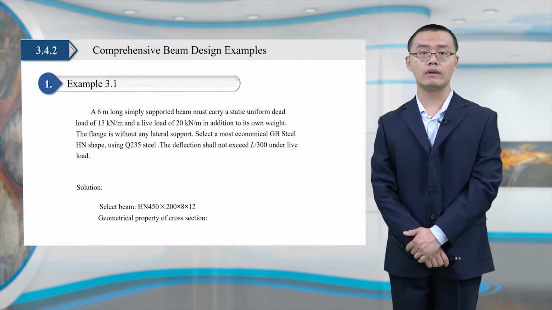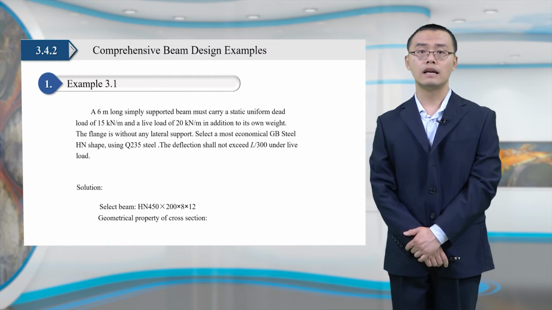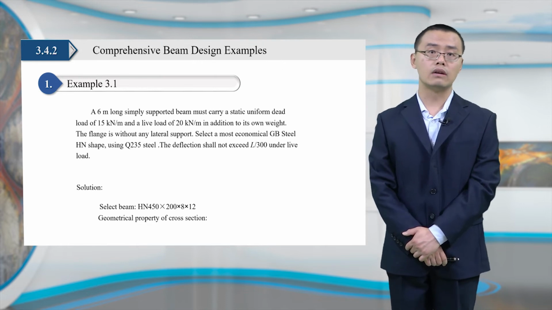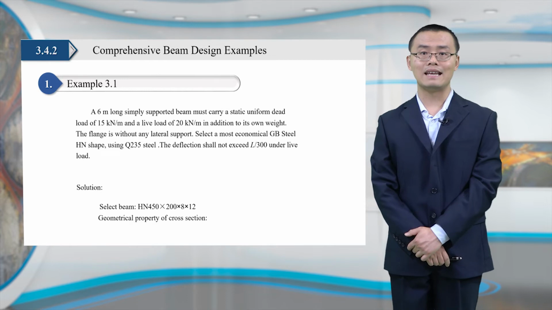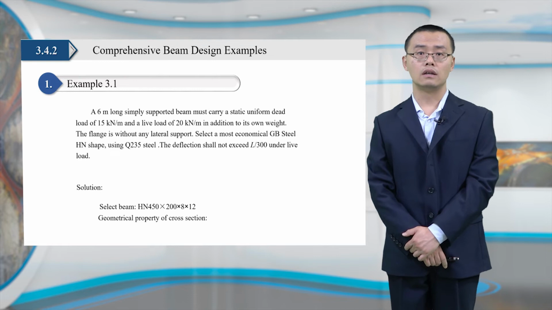Now let me give you an example 3.1. A 6-meter-long simply supported beam must carry a static uniform dead load of 15 kN per meter and a live load of 20 kN per meter in addition to its own weight. The flange is without any lateral support. Select a most economic GB steel HN shape using Q235 steel. The deflection shall not exceed L over 300 under live load.